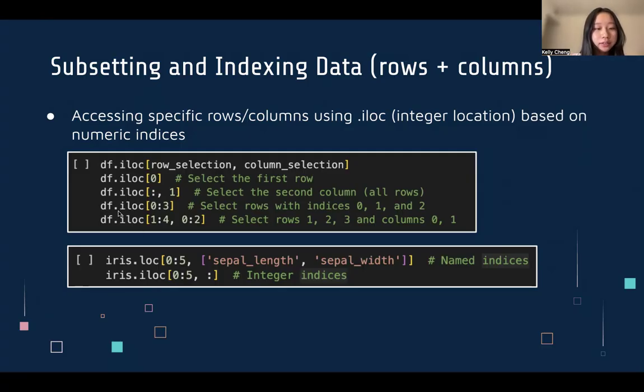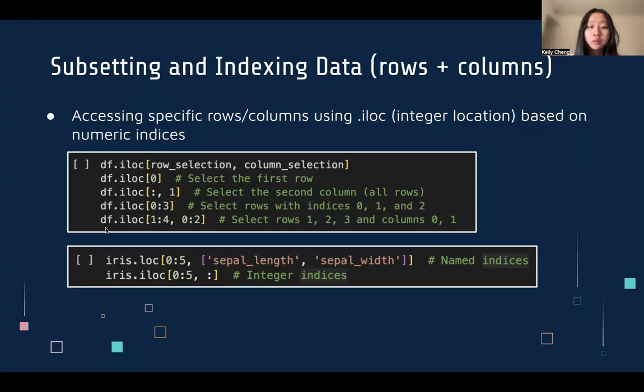Next, we have df.iloc bracket 0 colon 3. This is an example of slicing, and basically we're selecting rows with indices 0, 1, 2. You can just assume that 0 is included and we're selecting up to 3. So 0, 1, and 2 are all the rows that we're going to be selecting, and 3 here is excluded. And again, since this is before the comma, it will be all the rows with this value.